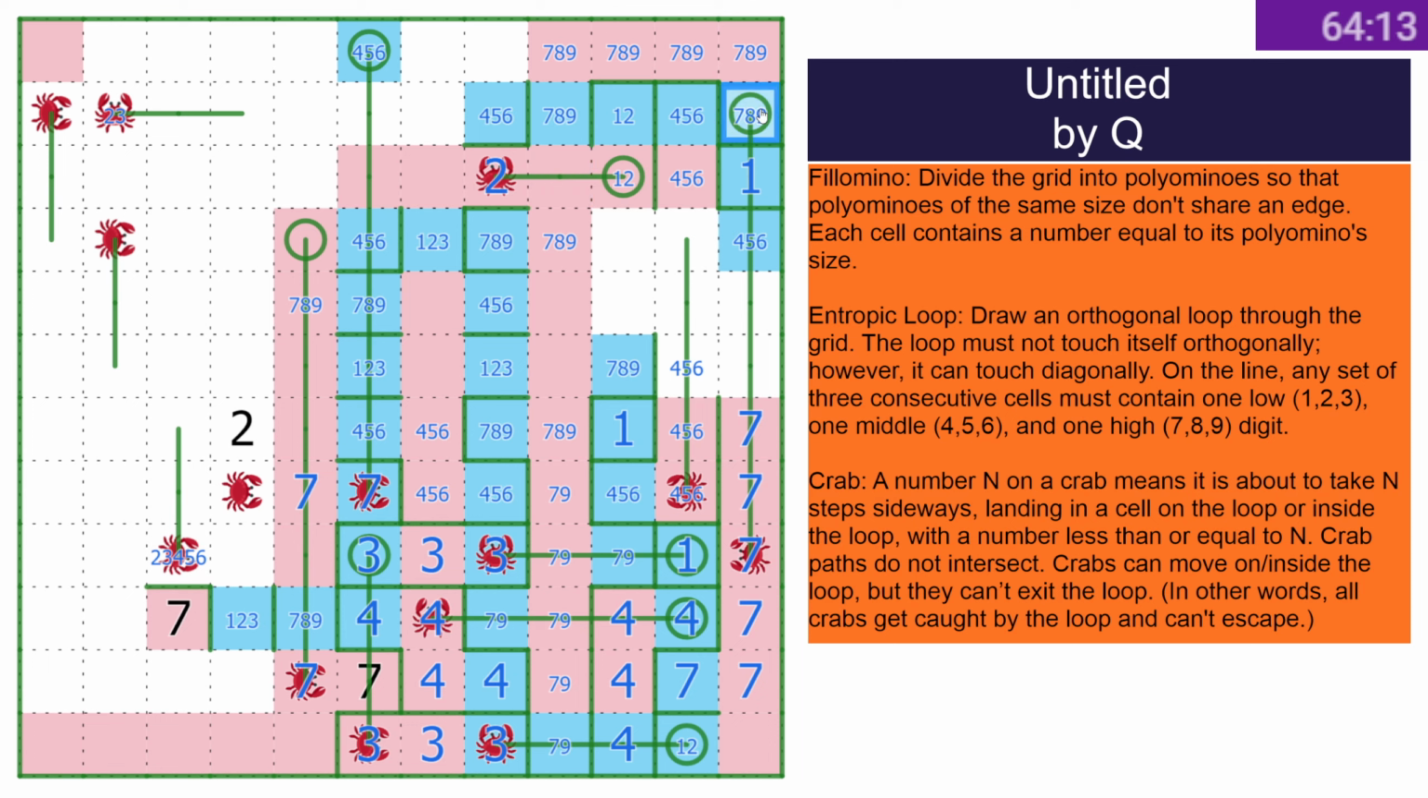No. 1, 2, 3, 4, 5, 6, 7. But I think it's still true, isn't it? If you don't come out to here, then you're trapped like this, but the 4, 5, and 6 is still trapped. Yeah. So that was okay. That was okay. Cool.